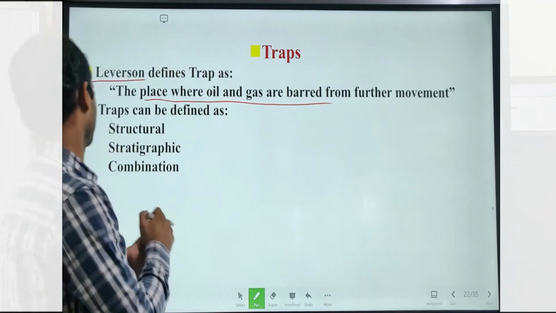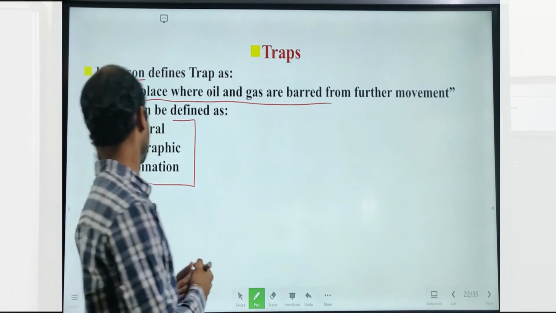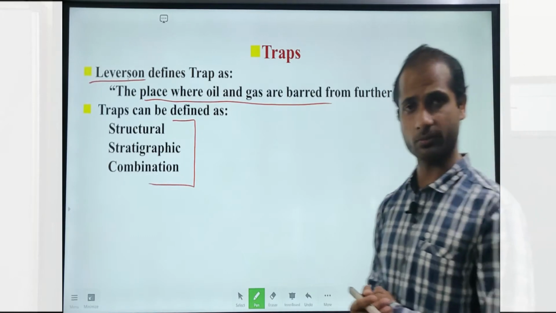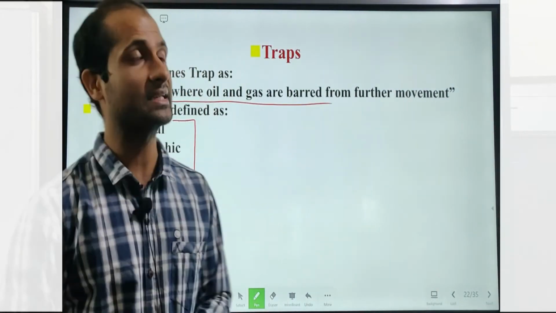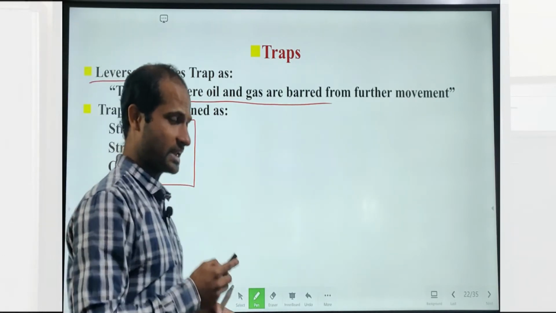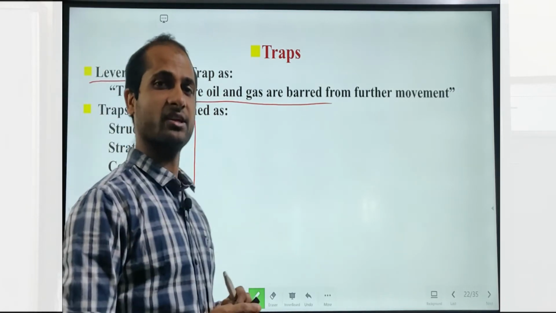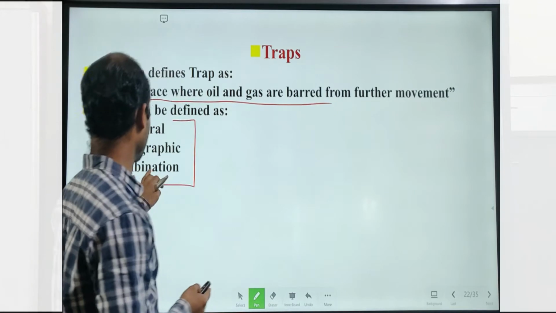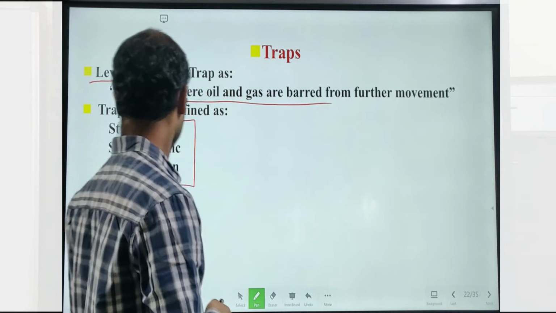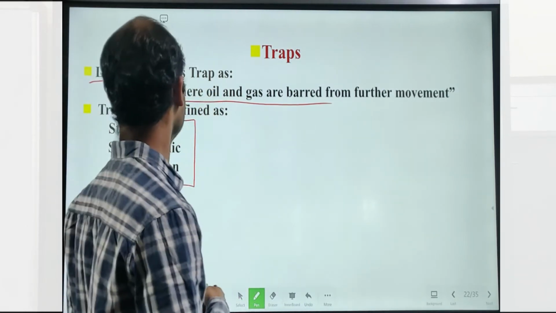Okay, as far as the literature is concerned, we have three types of traps: structural trap, stratigraphic trap, and combination trap. When we were discussing the occurrences of hydrocarbon, we discussed how much abundance of hydrocarbon will occur in structural trap, how much in stratigraphic trap, and how much in combination trap. We have very little, less than 1% accumulation in combination trap, whereas maximum accumulation, around 75%, we usually get in structural trap.